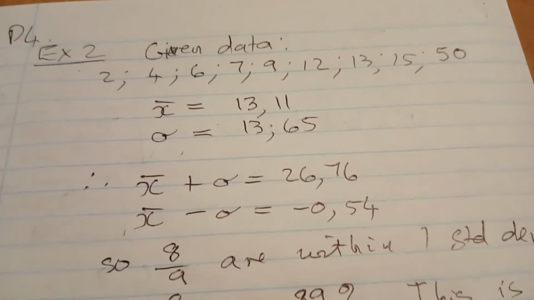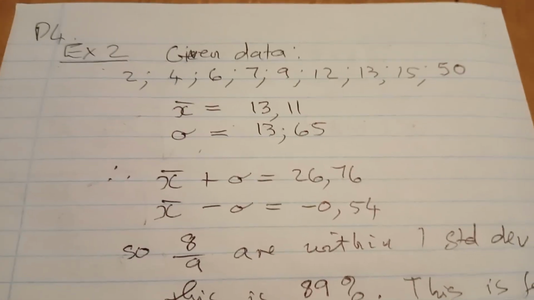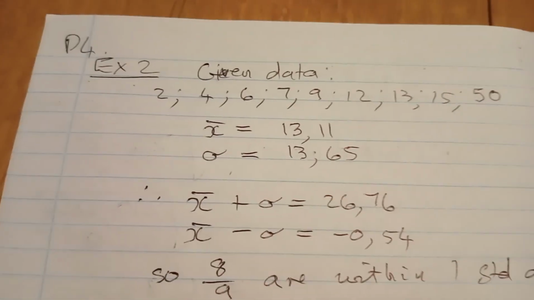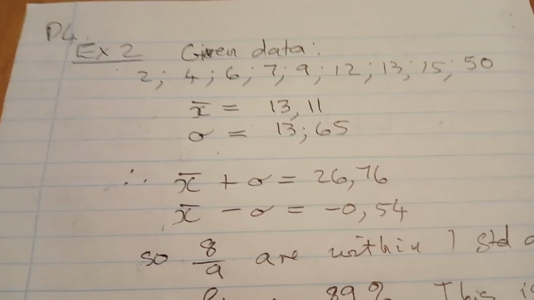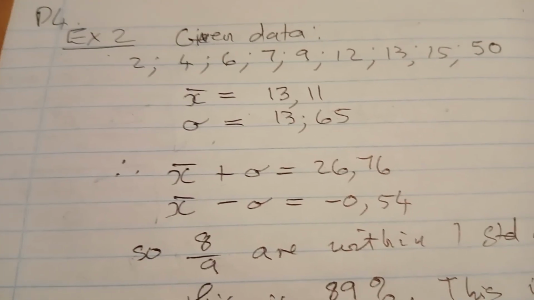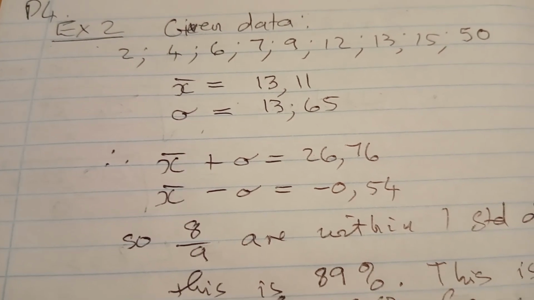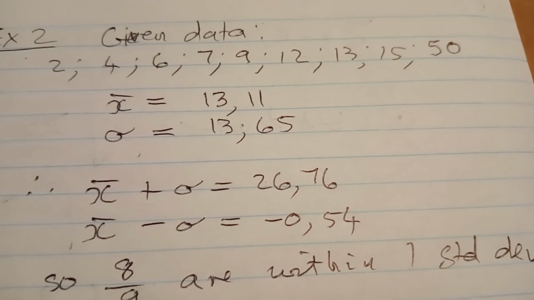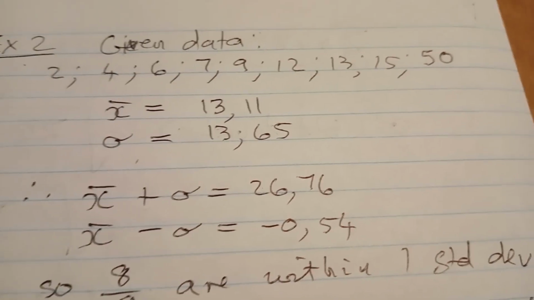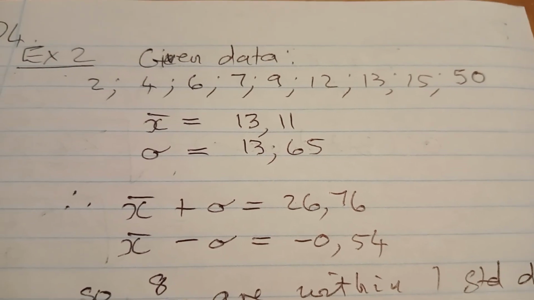Right, this is part 2 of the standard deviation from the mean presentation, and therefore we look at example 2. And our data is 2, 4, 6, 7, 9, 12, 13, 15, and 50. We're replacing the 17 with a 50. You can see it's quite big and it's quite far away from the original data. And so let's calculate the mean.